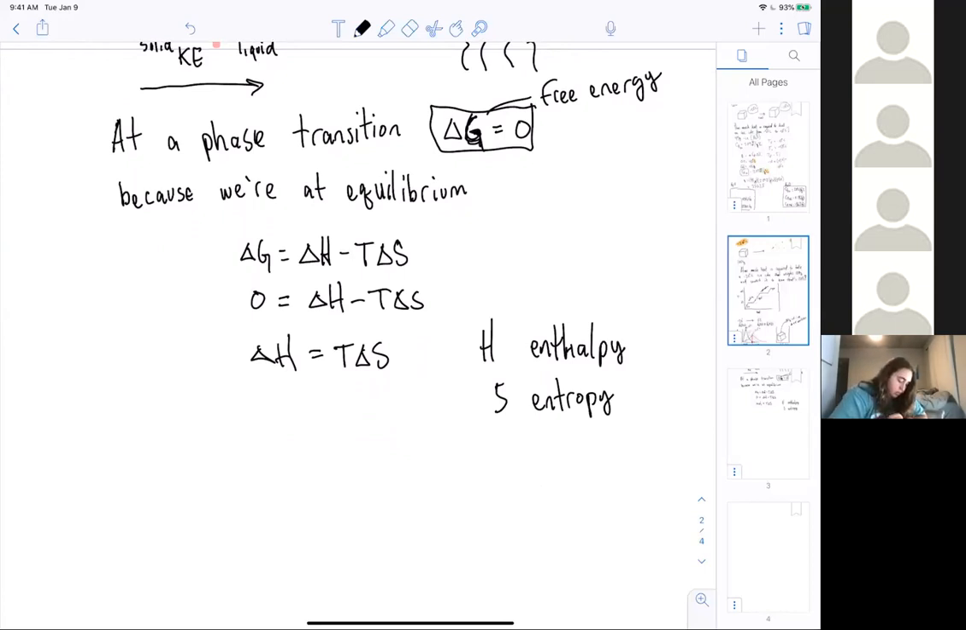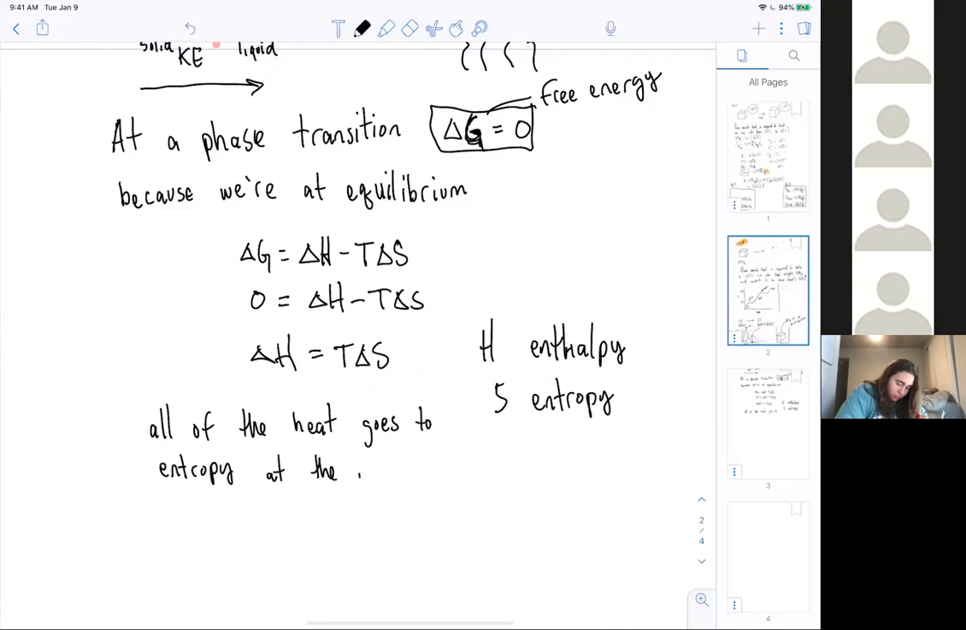But yeah, so I don't want to have to write it out, but I'll write it out. All of the heat that enters the system, all the heat that goes into the system, goes to entropy at the phase transition. So before the phase transition, all we're doing is increasing how fast these bonds are vibrating inside the ice crystal. At the phase transition, the energy is no longer going into those vibrations. It's going directly into the entropy to convert it over into a liquid.